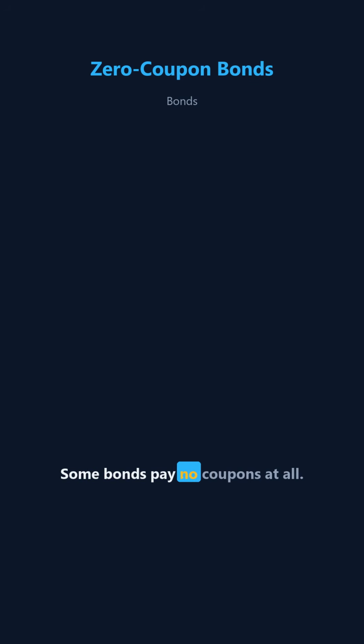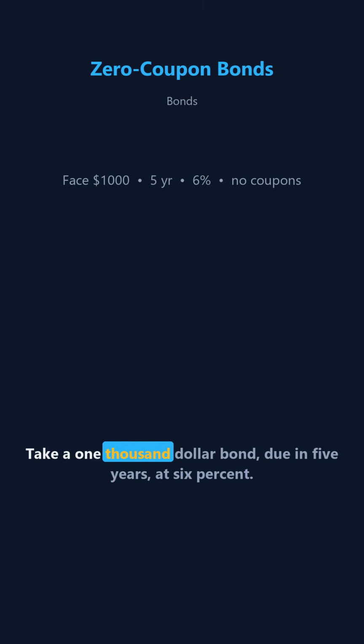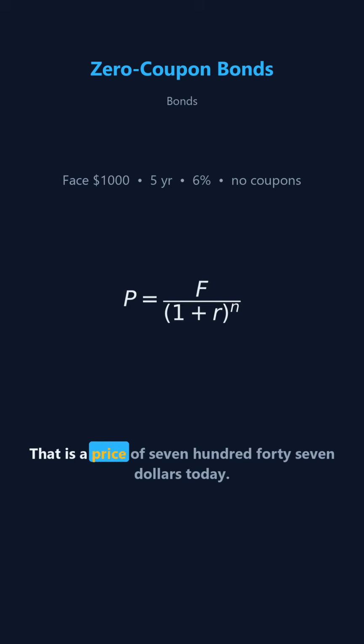Some bonds pay no coupons at all. These are called zero-coupon bonds. You simply buy them cheap today and get the face value later. Take a $1,000 bond due in 5 years at 6%. The price is 1,000 over 1.06 to the fifth. That is a price of $747 today.